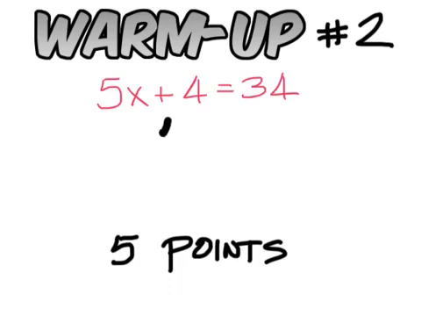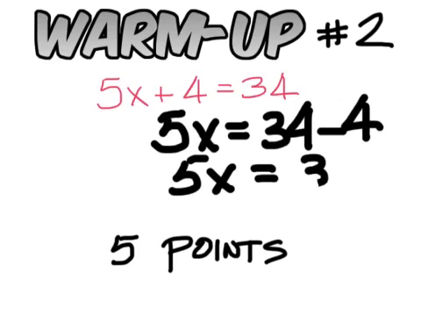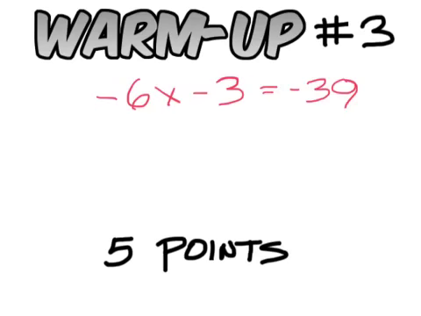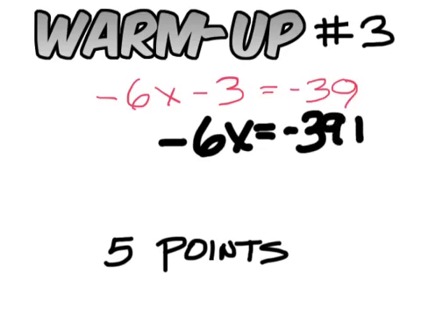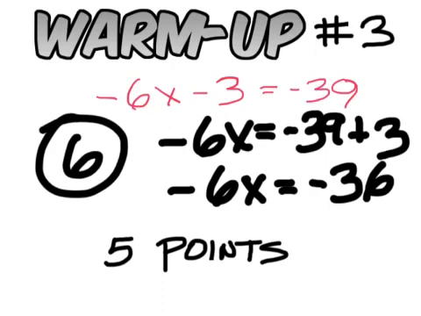Alright, you should have 5x equals 34 minus 4. That's going to give you a 30 on the right side, so 30 divided by 5 is 6. You should have negative 6x equals negative 39 plus 3. So you will end up with a negative 36 on the right side. When you divide by negative 6, the answer is 6.